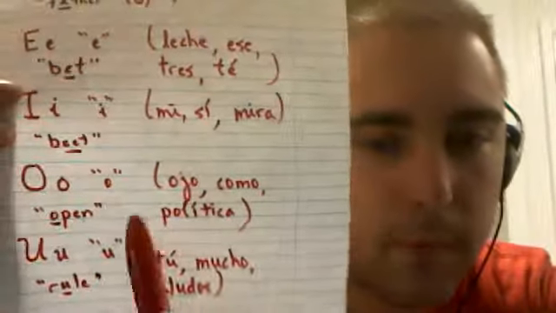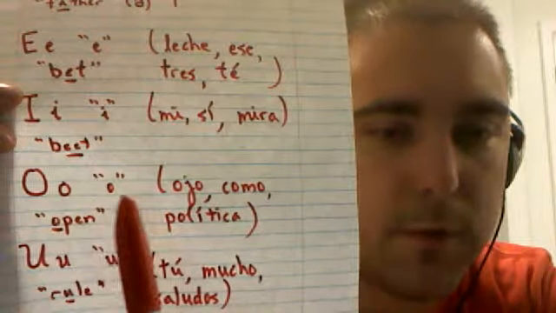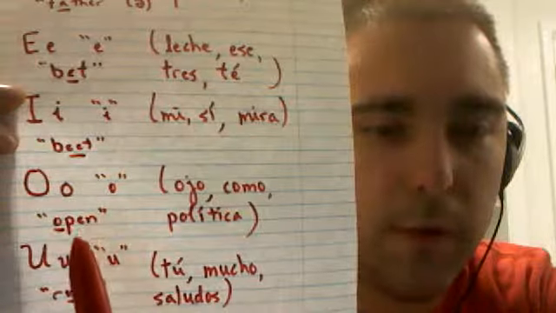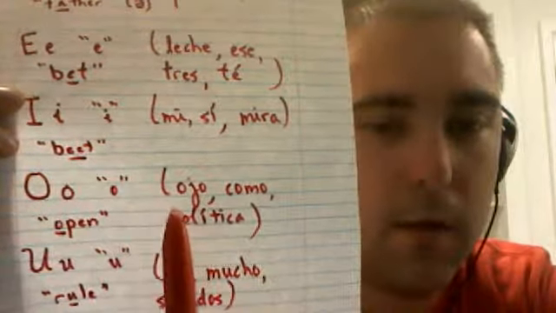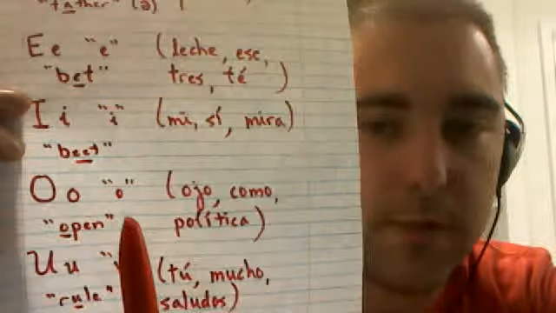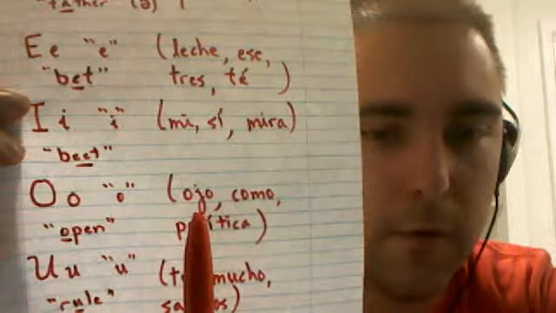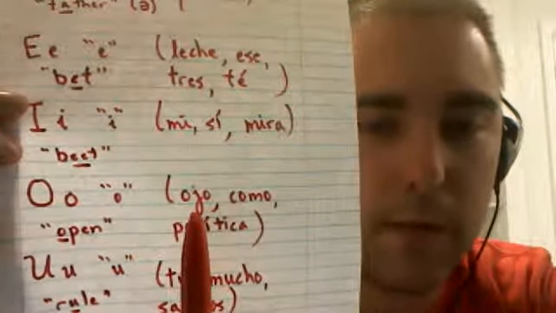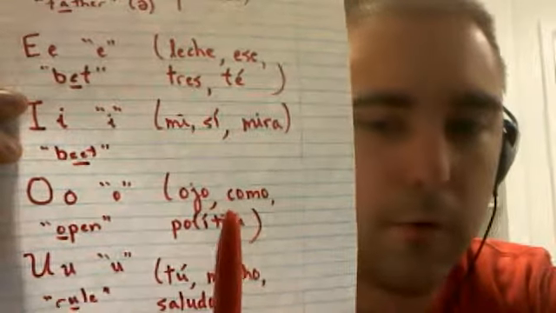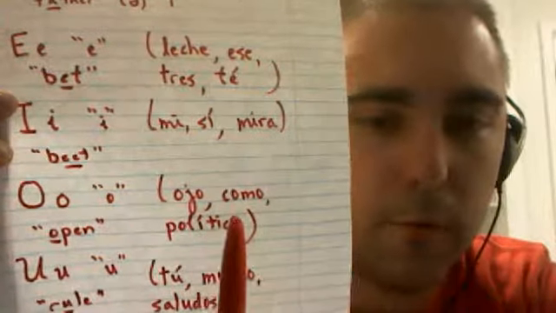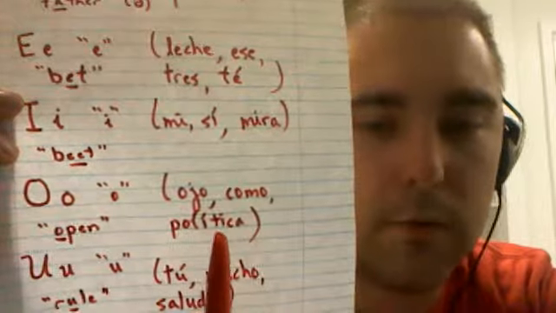A couple more. We've got what looks like the English O, and in Spanish it's also pronounced oh, as in the English word open, and again it's a short sound. So all of the Spanish vowels are short sounds, shorter than their English counterparts. So we have here the Spanish words ojo, which means eye, como, which means how or then, or como can have a variety of meanings based on context, and política, which means politics.